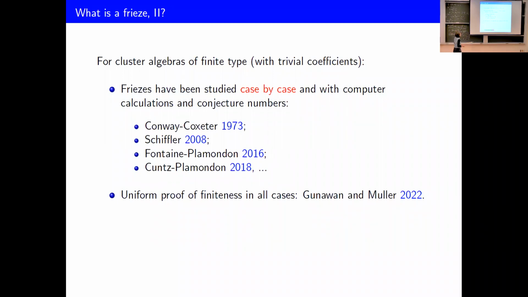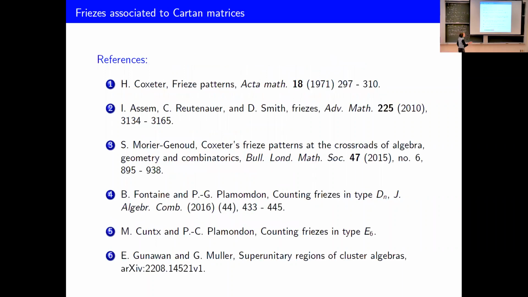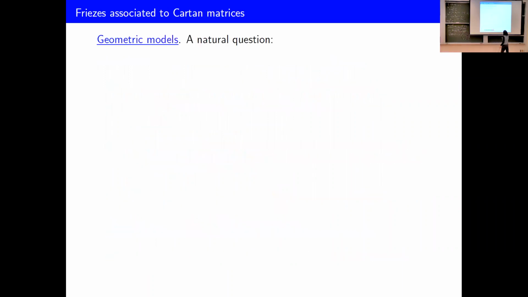That's not by computer, but there were some computer calculations before. For example, type A and C, and they're all unitary. So theoretically, it's not interesting, but in all the other types, they're non-unitary ones. So I probably only have a couple of minutes. I just want to give a geometrical way of looking at this.